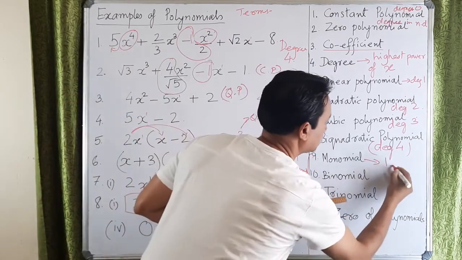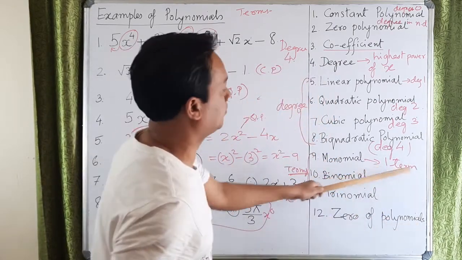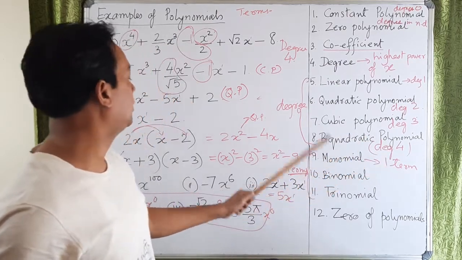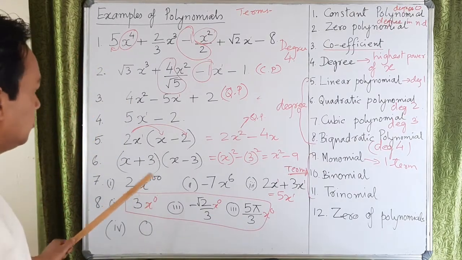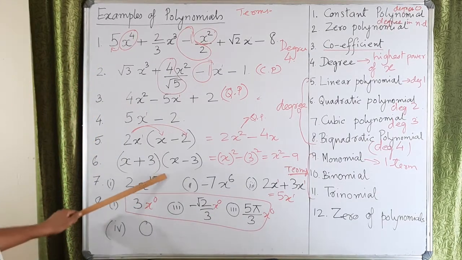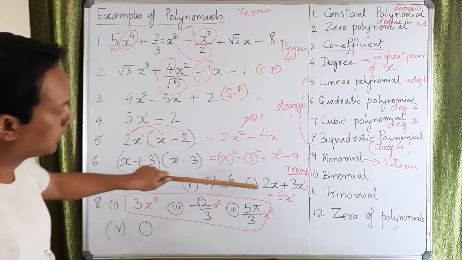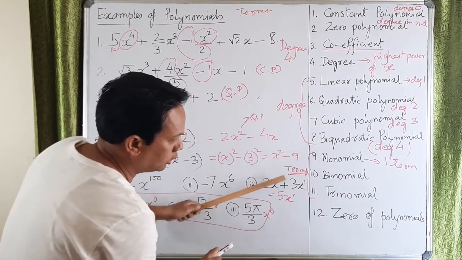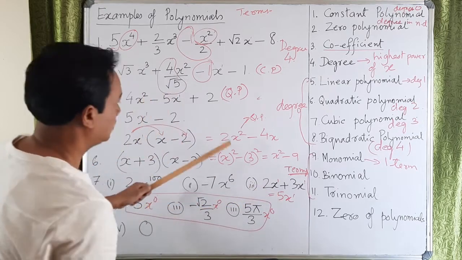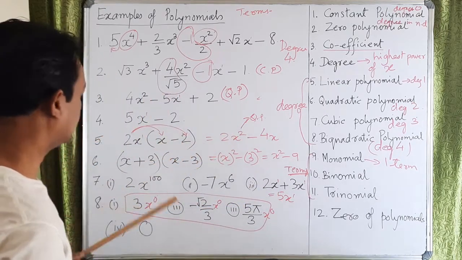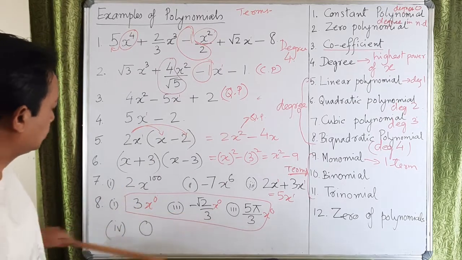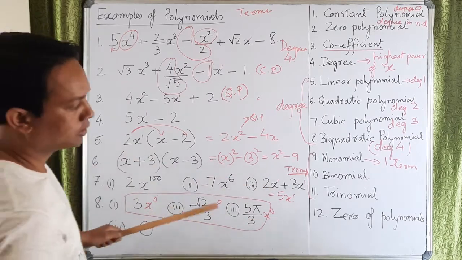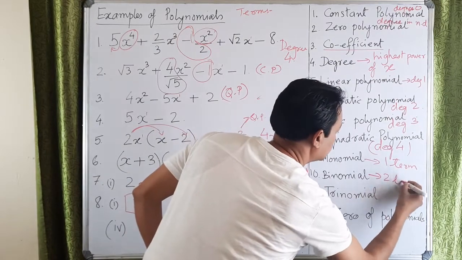If you have one term, it's a polynomial having one term. What is a monomial? Definition: any polynomial having one term will be called a monomial. Let's see these polynomials. This is a monomial because it has only one term. This one also has one term, monomial. This one, though I have written two terms, adds up and becomes one. So this will be a monomial also. This one is not a monomial. You cannot add or subtract these two. These are all monomials having one term.